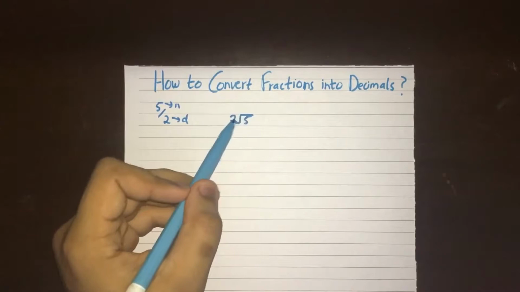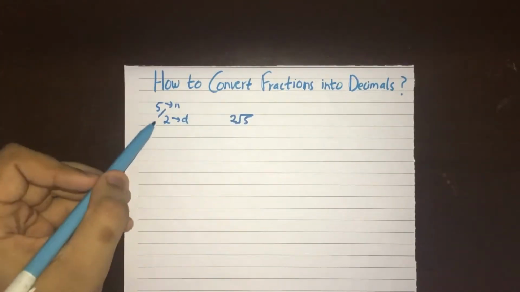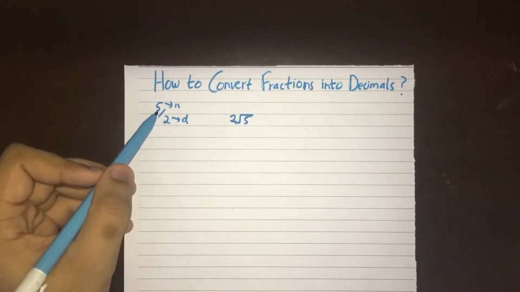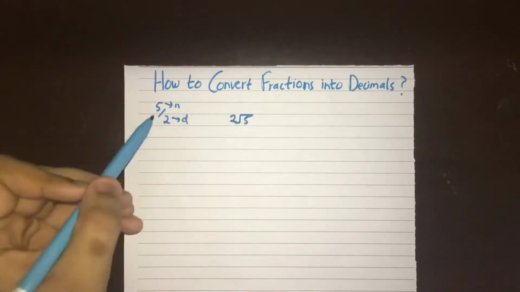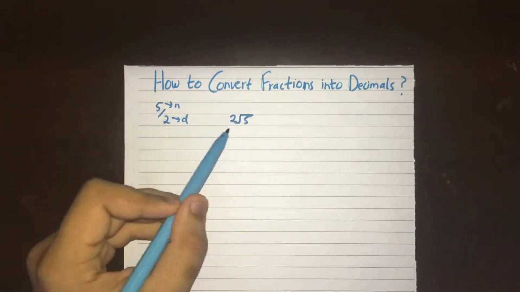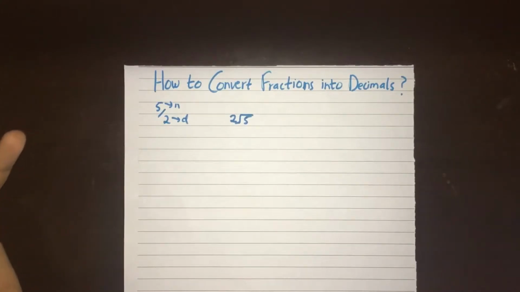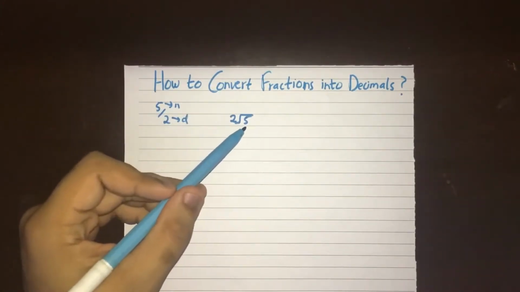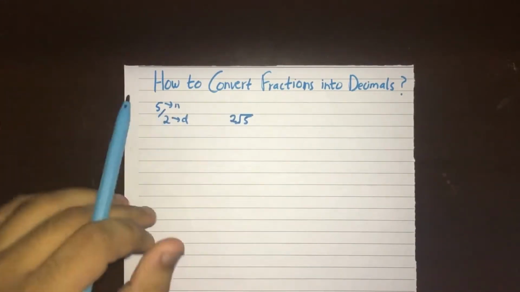So the first step is that we need to divide the numerator by the denominator. So we would just make a box like this and put the denominator outside the box, and the number which we put outside the box is always the number which we divide by, and the number inside the box will be the numerator, which would be divided by the number outside the box. So let's divide.